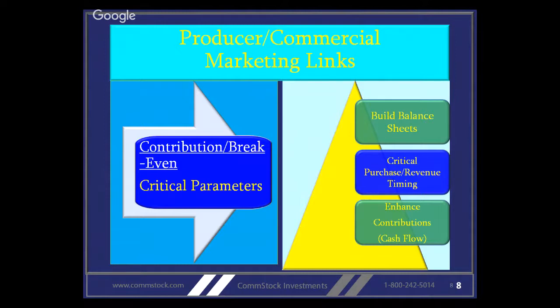So if you look at the right hand of the screen, you've got to properly build your balance sheet. You have critical revenue and purchase timing. In the case of a straightaway producer, your revenue timing where your liquidation is critical. And then you've got to look at enhanced contributions back to what the end game was. And that's the way I'd kind of summarize that.